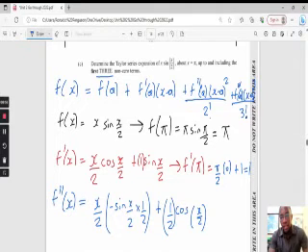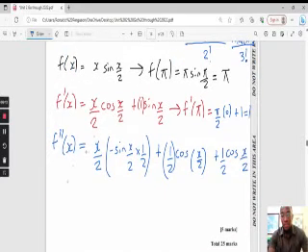Now when you differentiate sine x over 2, you get cos x over 2, and then you multiply it by half. So just to make sure you did it right: keep the first, differentiate the second, plus keep the second, differentiate the first. Then we differentiate sine x over 2. So I'm just going to simplify this expression.